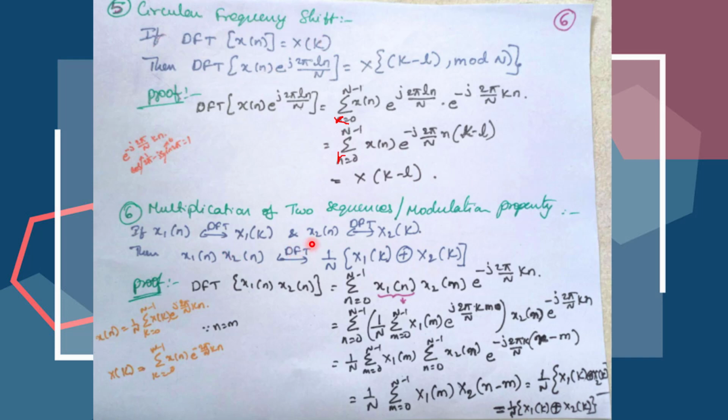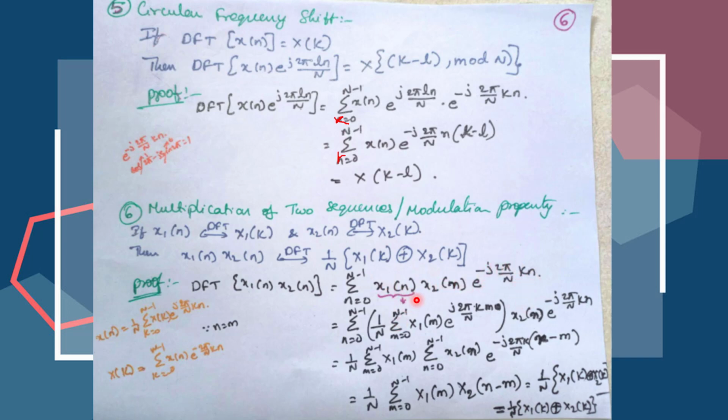Now, multiplication of two sequences or modulation property. The discrete Fourier transform of x1 of n is x1 of k, and the discrete Fourier transform of x2 of n is x2 of k. Then the multiplication of these two signals can be written as 1 by n x1 of k into x2 of k. So the discrete Fourier transform of x1 of n and x2 of n can be written with this term in place of x of n, e power minus j 2 pi by n kn.